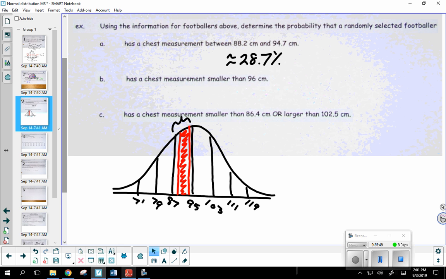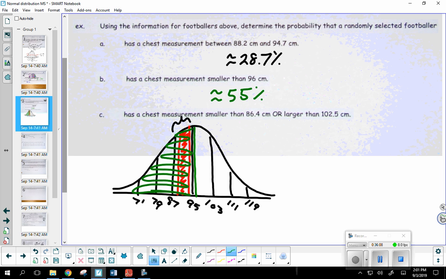All right. So we wanted everything less than 96. So how about I go ahead and use green here. So 96 is going to be like maybe right here. It's going to be super close. So what percentage is less than that particular mark? We found that to be about 55% of the data.